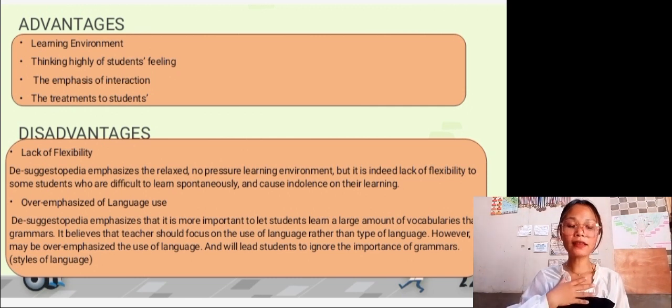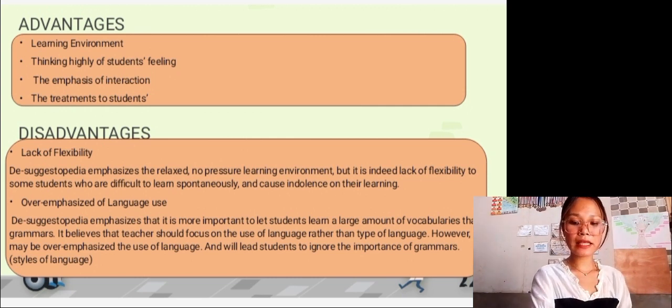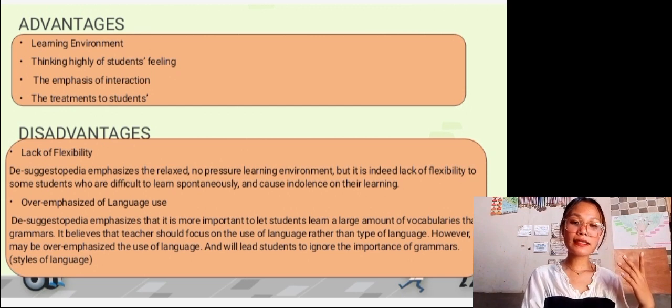So first is the lack of flexibility. Suggestopedia emphasizes a relaxed, no-pressure learning environment, but there is indeed a lack of flexibility for some students who find it difficult to learn spontaneously, and it can cause indolence in their learning.